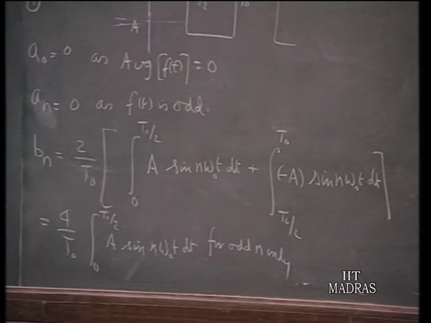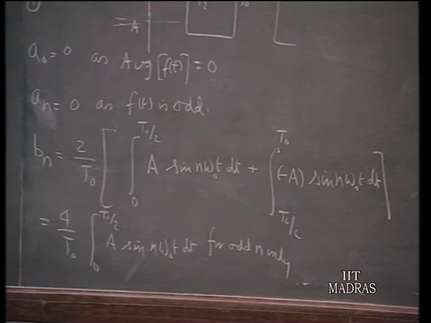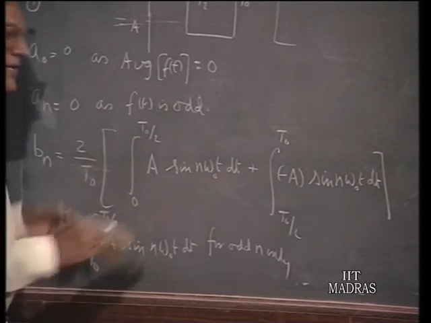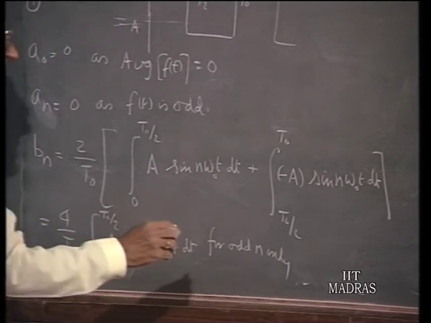We must be very careful in writing this. You can't have this and then evaluate for even n, it will give a result, but that is wrong. For even n, this term will cancel with this and that becomes 0. So, when you write this expression, you must make sure that you know that it is valid for odd n only. This is 0 for even n.